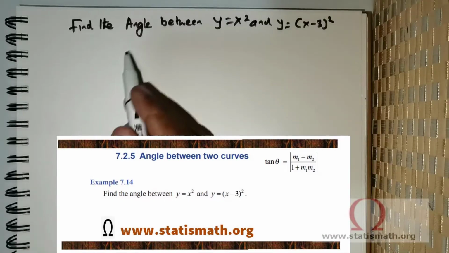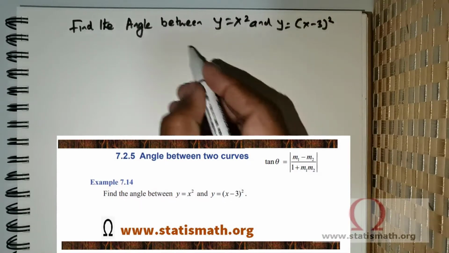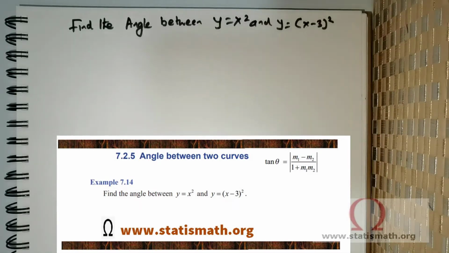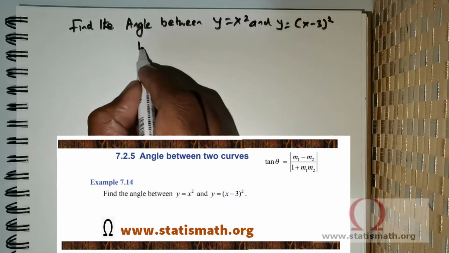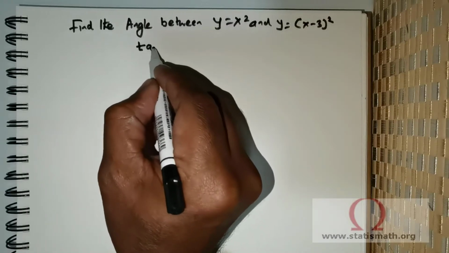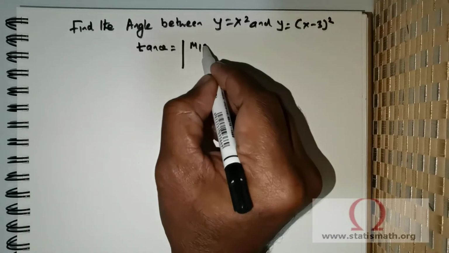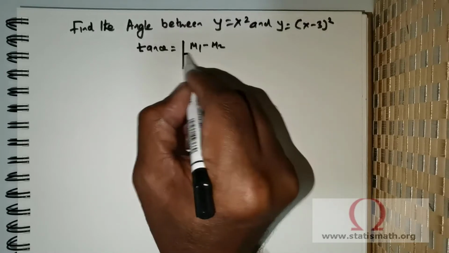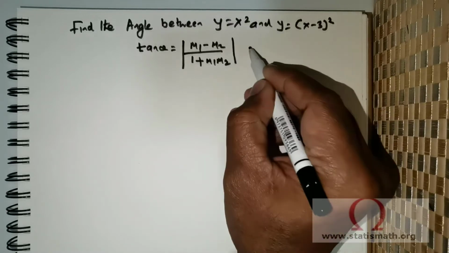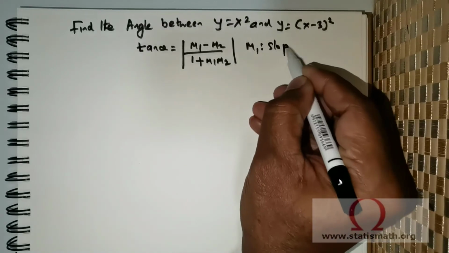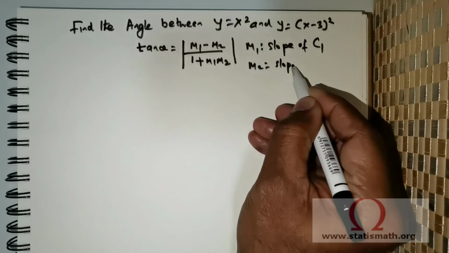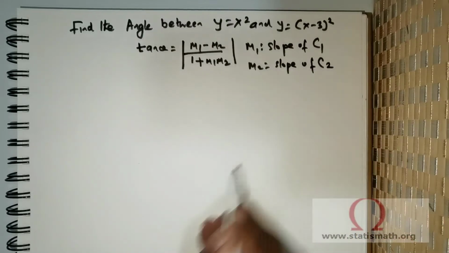Students, we are expected to find the angle between the two curves, y equal to x squared and y equal to (x − 3) raised to the power 2. Now, you have to know this important formula, the angle between the curves formula: tan theta is equal to modulus of (m1 − m2) divided by (1 + m1 m2), where m1 is the slope of curve 1 and m2 is the slope of curve 2.